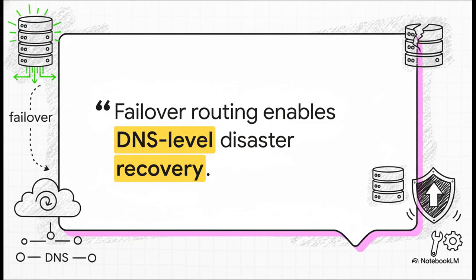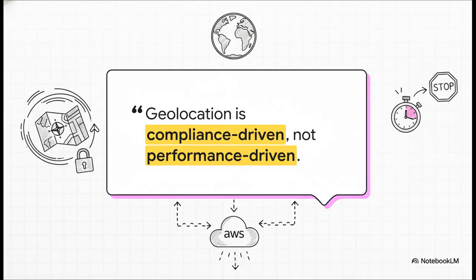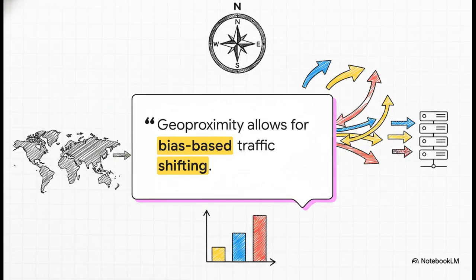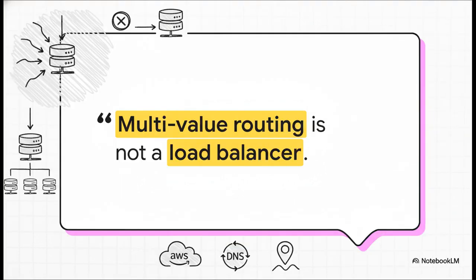So if you're heading into a design review or an interview, I want you to burn these 4 lines into your brain. First one, failover routing enables DNS-level disaster recovery. That perfectly sums up its purpose. Second, geolocation is compliance-driven, not performance-driven. This one clears up the single biggest misunderstanding about that policy. Third, geoproximity allows for bias-based traffic shifting. This highlights its totally unique superpower for advanced traffic management. And finally, maybe the most important one, multi-value routing is not a load balancer. Just knowing this can save you from making a huge architectural mistake down the line.